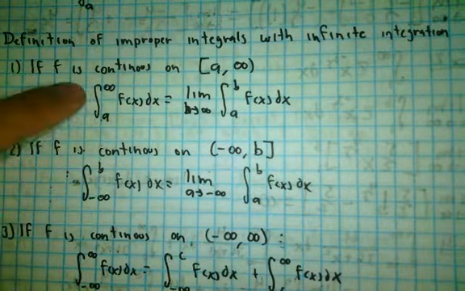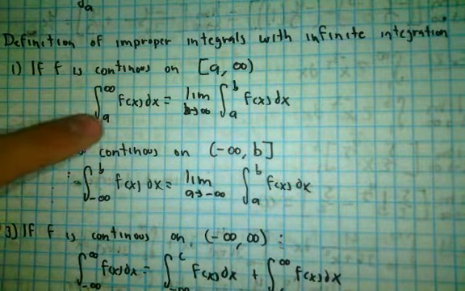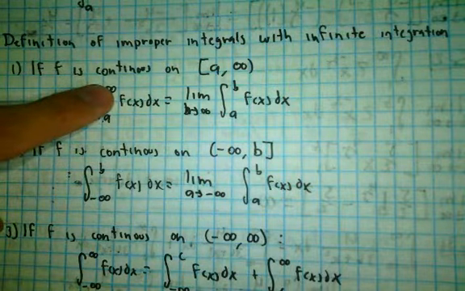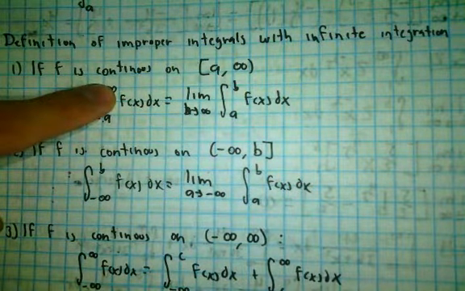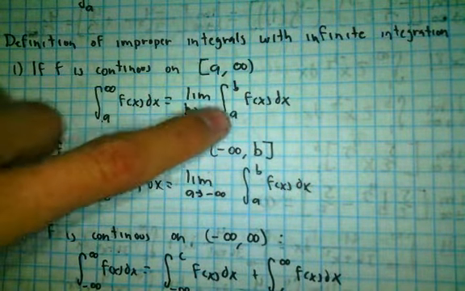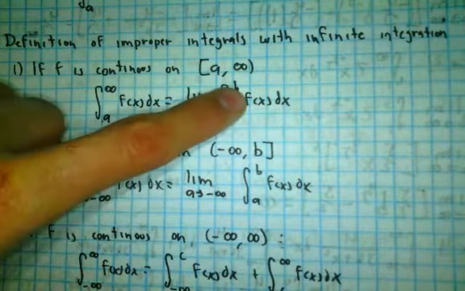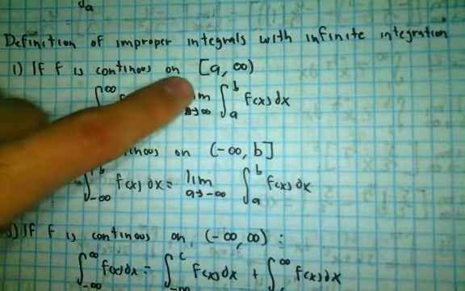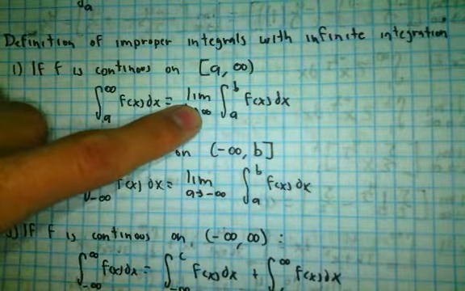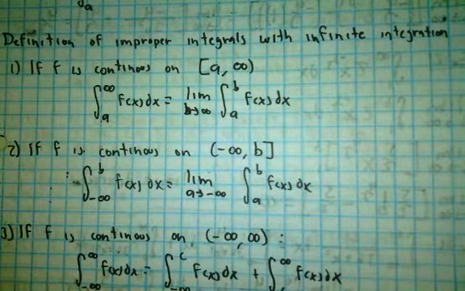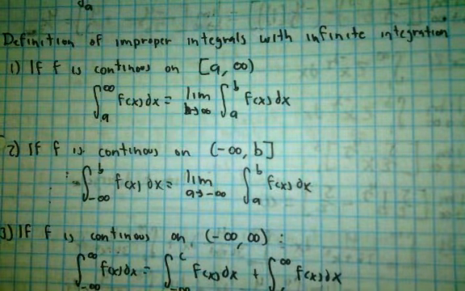So what I'm going to do is rewrite the initial statement, but instead of saying from a to infinity, I'm going to replace infinity with a b. So I'm going to say the integral from a to b of f of x dx. But because I replaced it with a b, I'm going to have to take the limit as b approaches infinity, because that's what I replaced it with. You with me?